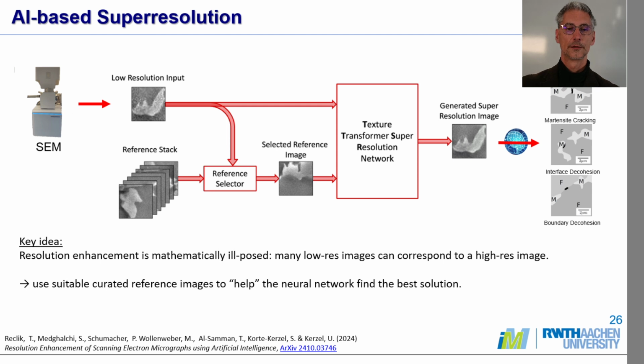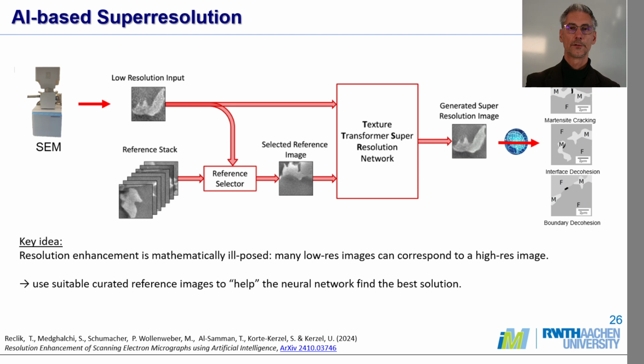We take our electron microscope, and what we want to eliminate is the enormous time that we spend on acquiring the image, because we've already automated the damage identification and classification in the previous example. Right? So we have in this example a low resolution input, and what we want in the end is the generated high resolution, the super resolution image from the AI that brings us from the low resolution input to the high resolution image. And we do this by using a texture transformer network, and that works by a reference stack, because in the end resolution enhancement is a mathematically ill-posed problem, because generally you can have many different low resolution images that correspond to a high resolution image, or you can view it the other way around.